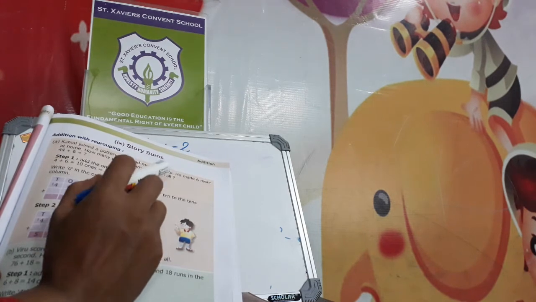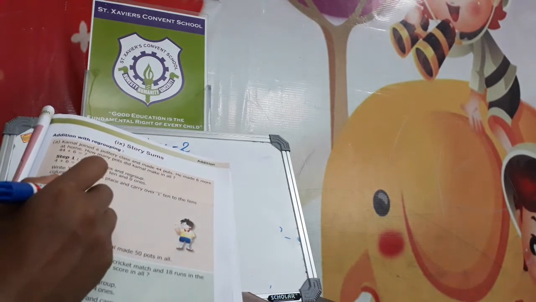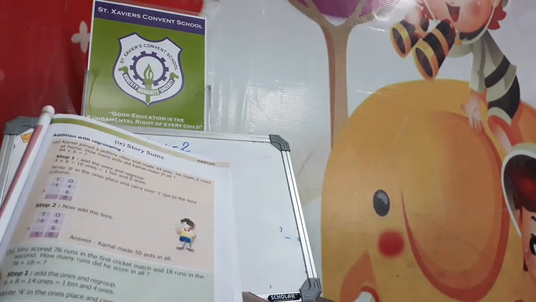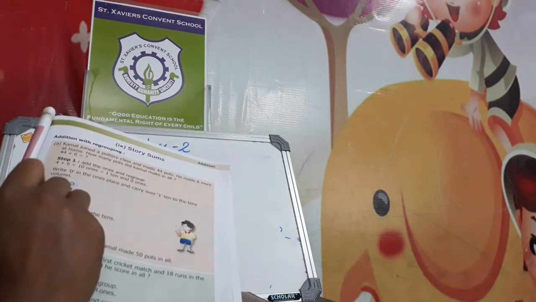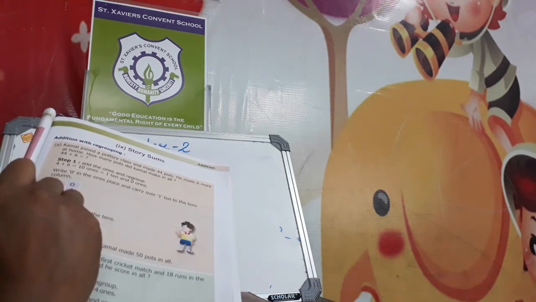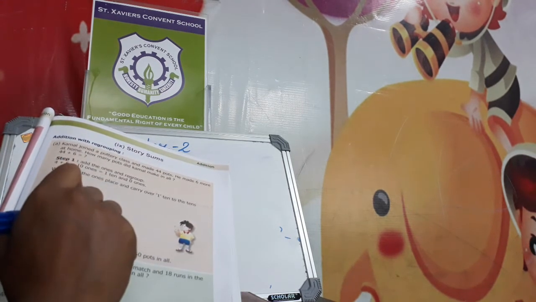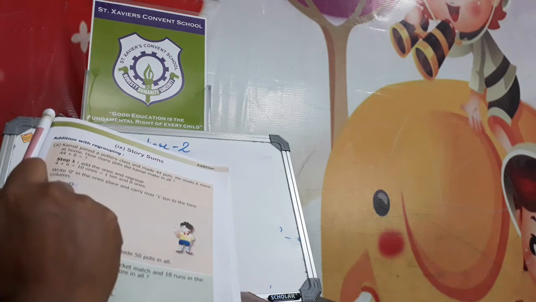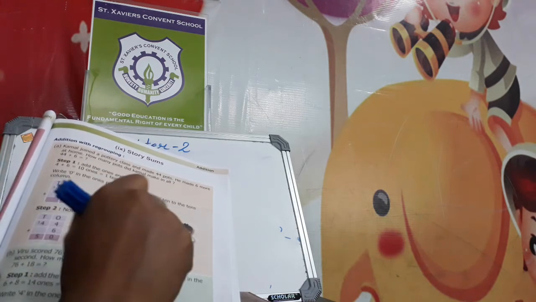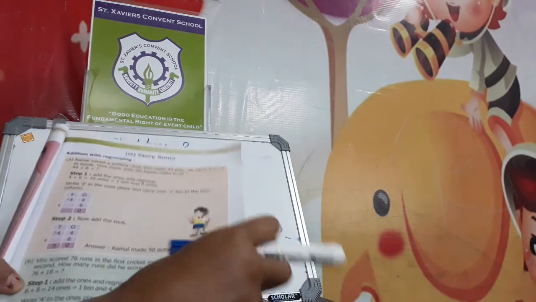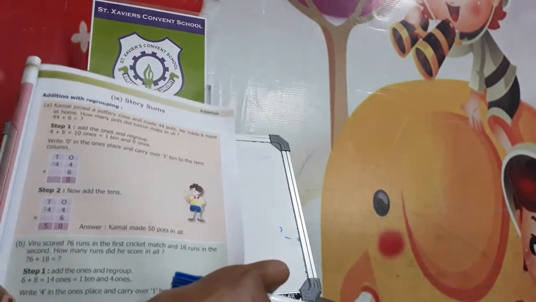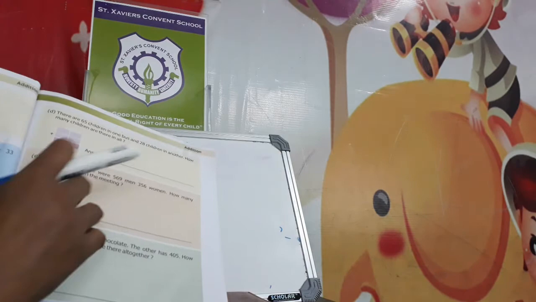Now add these numbers. 6 more. 44 plus 6 equals 50. The answer will be 50. Kamal made 50 pots in all. Here is one more example done for you.